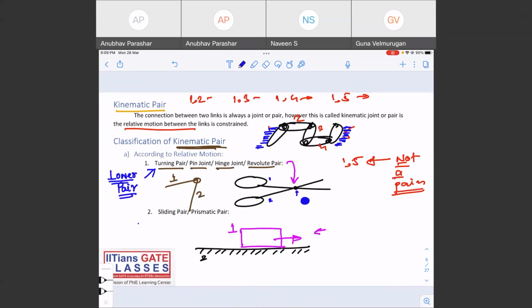What about this sliding pair? Is it a lower pair or higher pair? Clearly you can see there is a surface contact. What kind of pair is it? It is a lower pair.